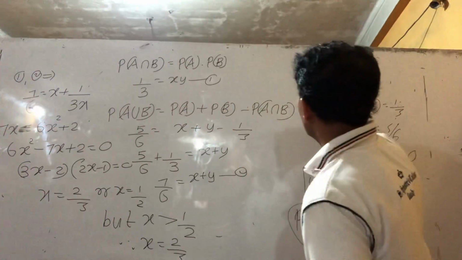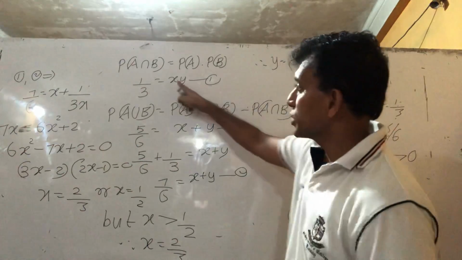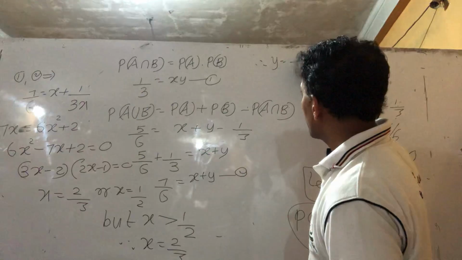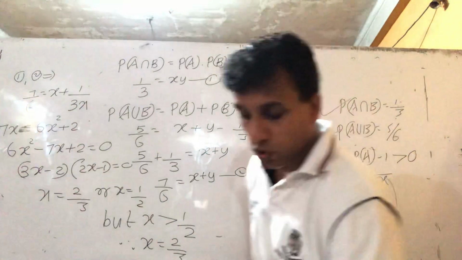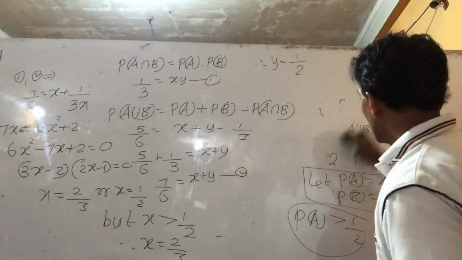So what is y? Put x as 2/3, and y becomes half. Y becomes half. Then go to the answer.